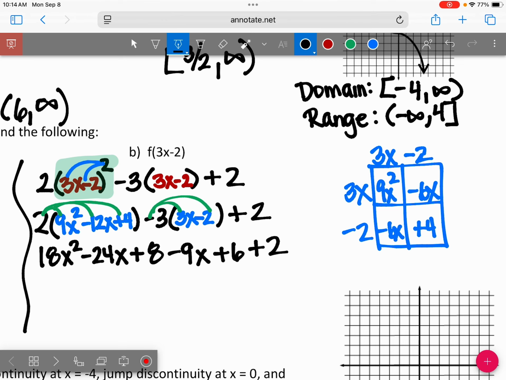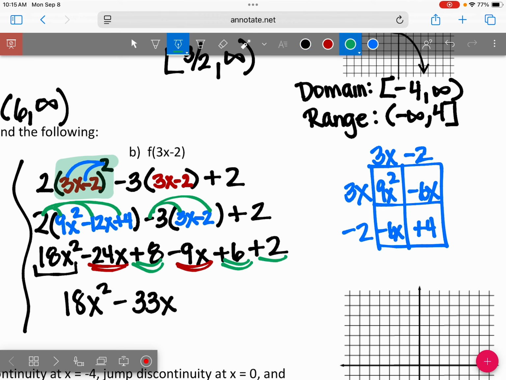Then my last step is just to combine our like terms. So we only have one quadratic term. We do have 2 linear terms. So negative 24 minus 9 is negative 33x. And I also have 3 constants. So I have 8 plus 6 plus 2, which would give me a 16. And that is my answer.